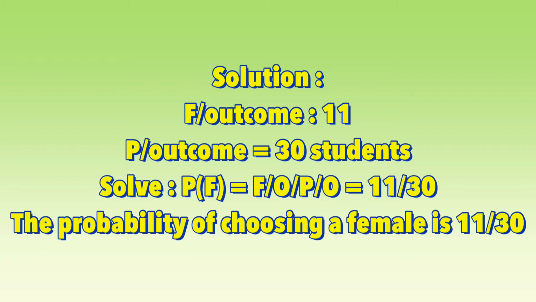So to solve this using the probability formula, the probability of a female student equals the number of favorable outcomes over the number of possible outcomes. The number of favorable outcomes is 11, and the number of possible outcomes is 30. Since we cannot reduce 11 over 30, this will be our final answer. Therefore, the probability of choosing a female is 11 over 30.